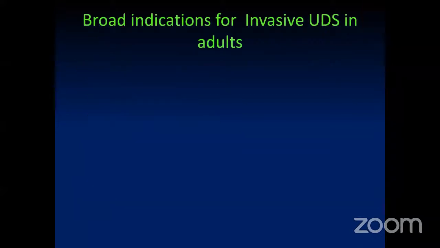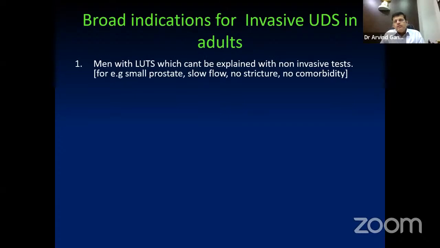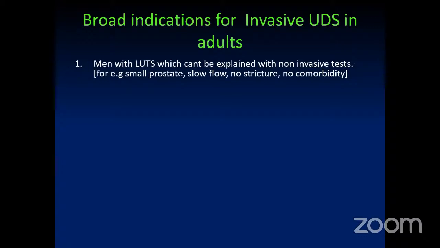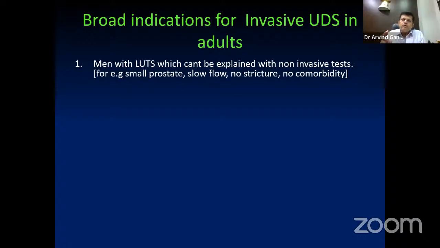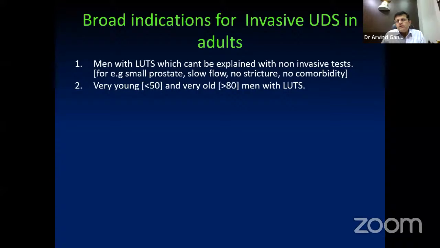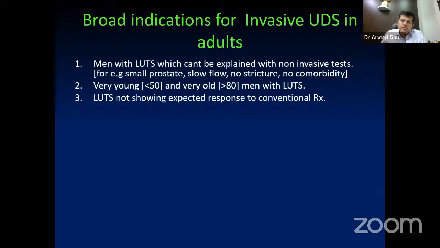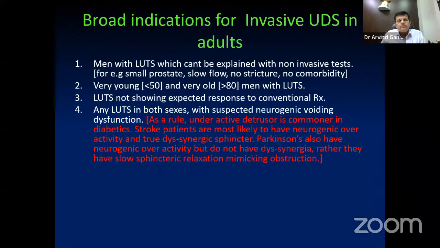What are the broad indications for invasive urodynamics in adults? I have enumerated 6 to 7 indications. We'll go one by one. The first and foremost indication is men with LUTS which can't be explained with non-invasive tests, that is uroflowmetry. Example, a very small prostate, very slow flow, particularly in a very young patient or very old patient who doesn't have any stricture and no comorbidities, absolute indication for urodynamics. Urodynamics is indicated in LUTS with very young patients and in very old patients with LUTS. It is indicated in patients having LUTS not showing expected response to conventional treatment, maybe post-surgery or maybe post-medical therapy.